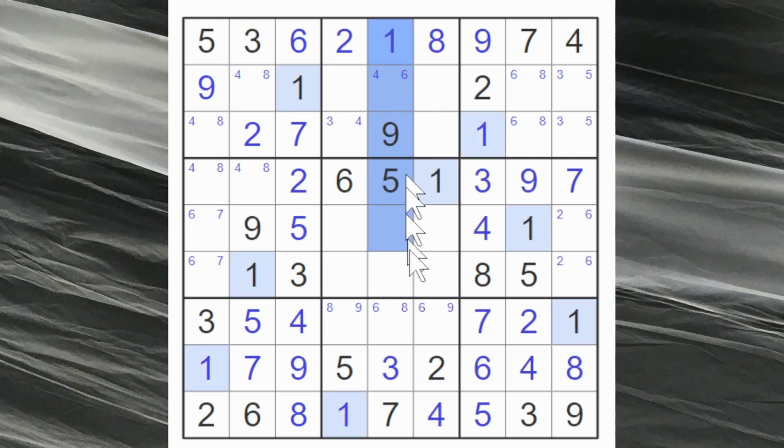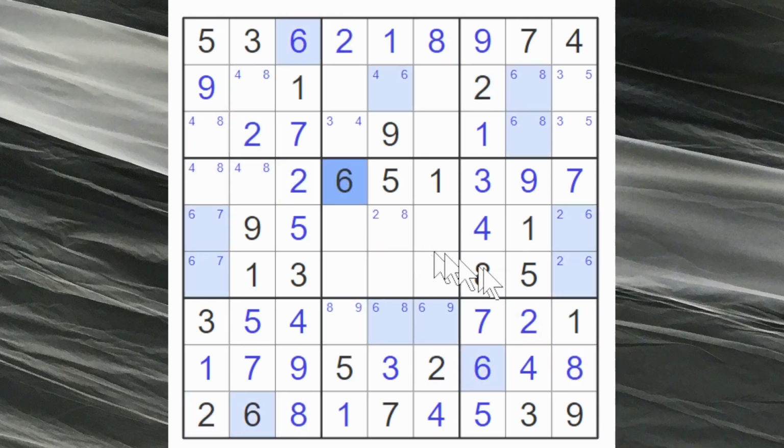But what about the vertical direction here? We already have 5 givens. So in addition to those, we need to find 2, 4, 6, 8. There's a 4 and a 6 blocking here, so this is a 2, 8. There's a 6 and an 8 blocking here, so this is a 2, 4.